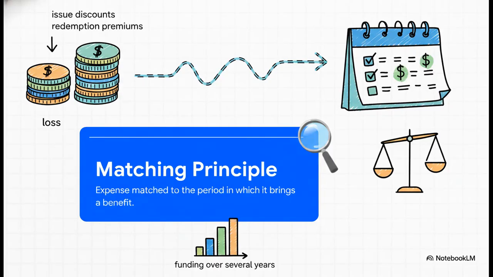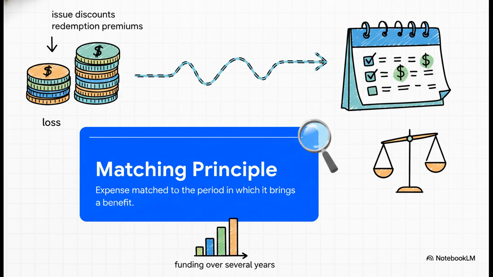Now think back to that discount on issue we talked about a minute ago. Or what if the company promises to repay the debt at a premium later? Both of these represent a loss or an extra cost to the business. So why not just take the hit all at once? Well, to understand why we write off these issue discounts or redemption premiums over time rather than in one brutal blow, we have to ground our math in the fundamental matching principle of accounting.